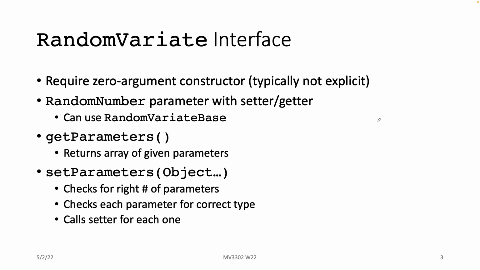So what are the pieces? Well, first, we do require a 0 argument constructor. Again, that goes back to meeting the Java Beans specifications. We require a random number parameter with a setter and a getter, or we can use the random variate base, which provides one. Now, in terms of what we have to write, for the parameters, we have to write 2 generic methods. One is called get parameters, and that returns an array of object.